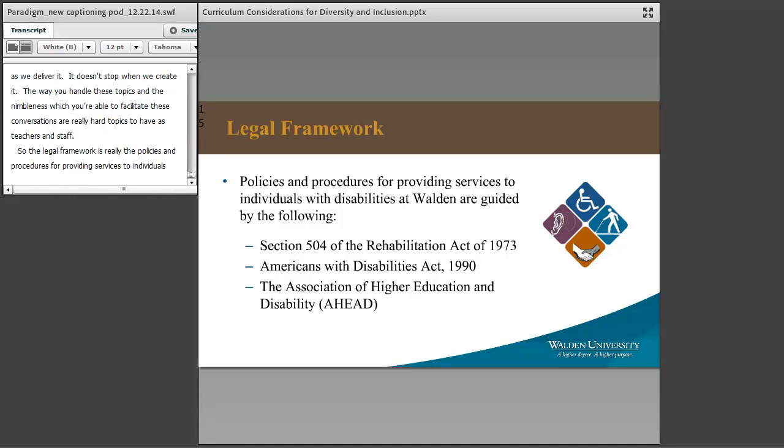We have the Section 504 of the Rehabilitation Act, we have the Americans with Disabilities Act, and we also have the Association of Higher Ed and Disability Services. Our Office of the Disability Services can really address any of these issues that come up. But one of the important things to remember with all of our legal framework, at the end of the day, that lived experience for the student should be seamless and should be as normal and completely inclusive as any other environment that they could encounter.